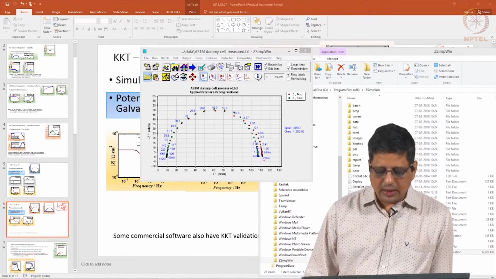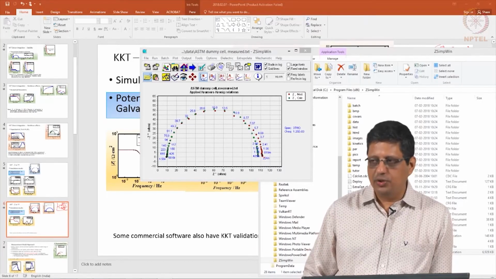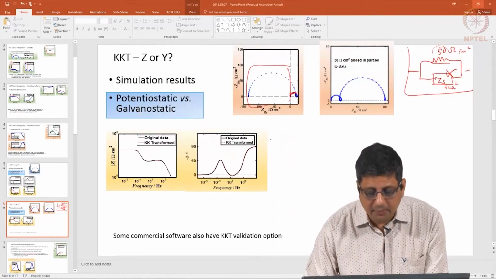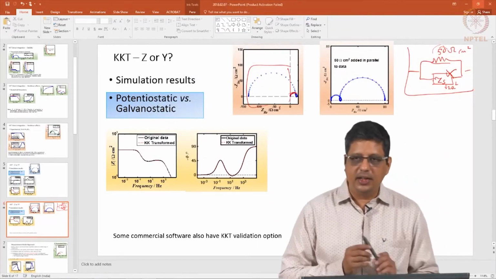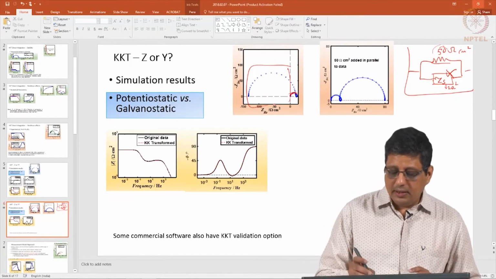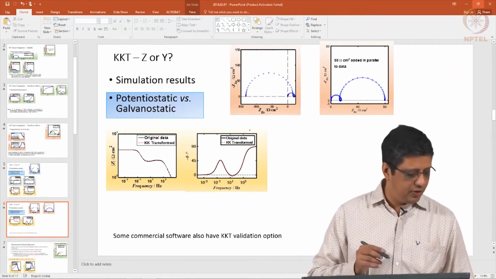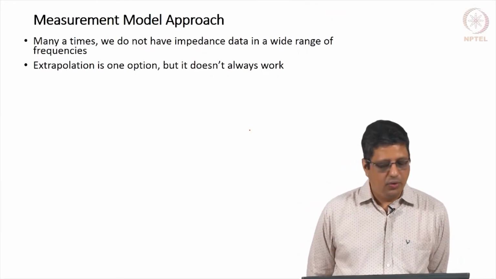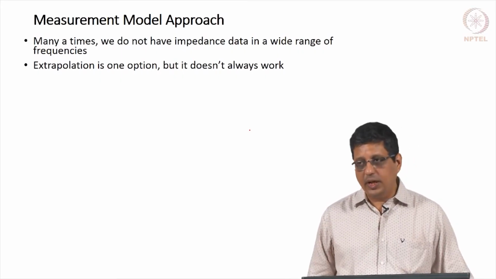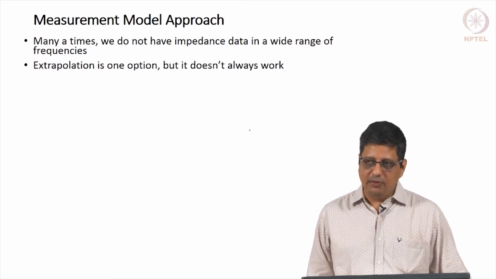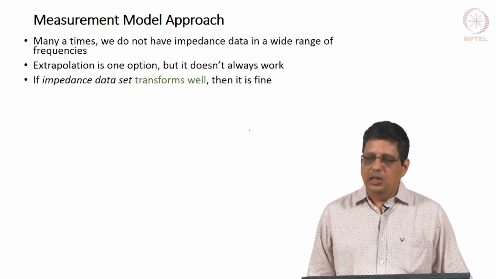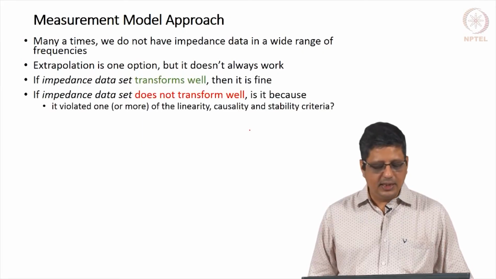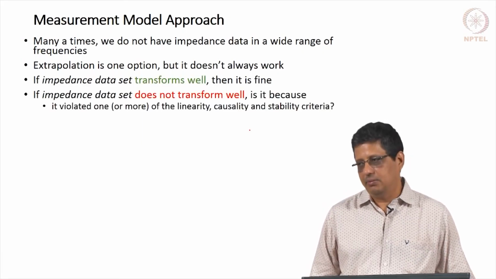Likewise, other software, depending on whichever commercial software you are using, will have some way of doing the KKT. But I think by and large they expect that you have the data in the correct format, which in their case is going to be only in the impedance format. However, when you have a problem with the result, we want to know, okay, we do not have impedance data in the wide range of frequencies, and extrapolation will work sometimes, it may not work sometimes. Now, you have data, you transform it, it transforms well, you are happy. It does not transform well, you have questions.